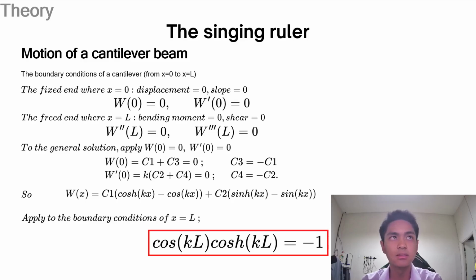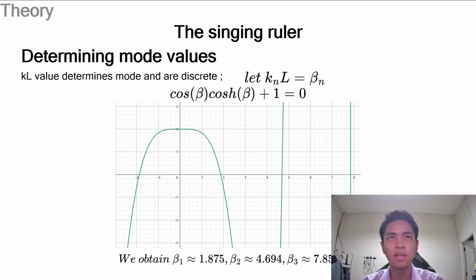Now we can apply the boundary conditions of a cantilever beam from x equal to 0 to x equal to L. At the fixed end where x is equal to 0, there is no displacement and the slope is 0. At the free end where x is equal to L, the bending moment is 0 and the shear is 0. And we solve to get cos KL times cosh KL is equal to -1. We plot that onto a graph and we find out that KL determines the mode, and we define that as beta n for every n mode. The first mode has a value of 1.875, which we're going to use today.